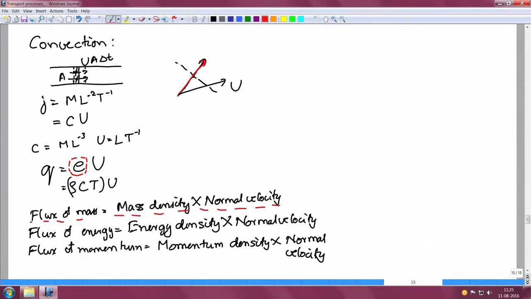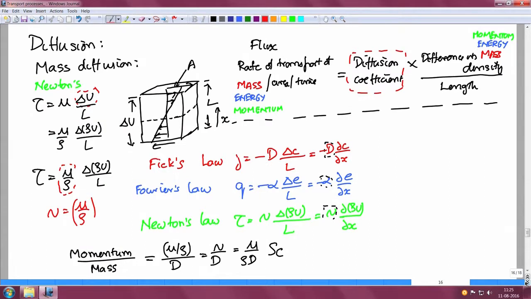The flux across a surface is equal to the density of that quantity, the mass per unit volume, energy per unit volume, momentum per unit volume, times the velocity perpendicular to that surface. So, therefore, these convective fluxes always scale as quantity times the velocity. This is the crux of the matter, convection and diffusion.